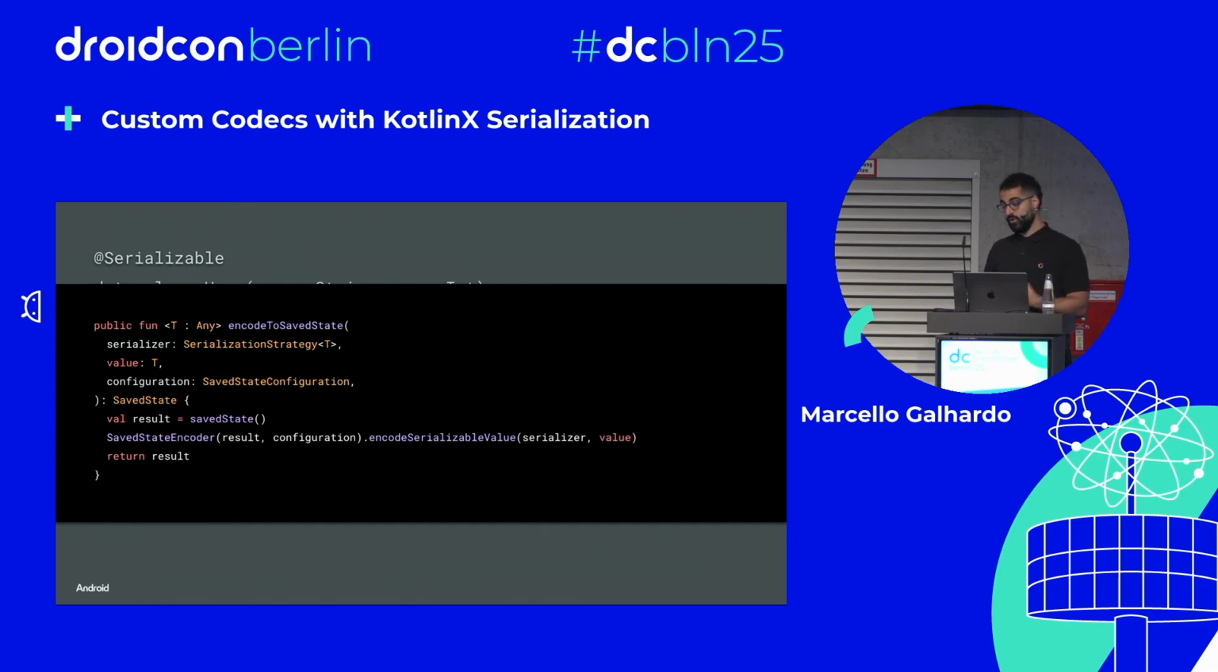We make a save state encoder, which is an internal class. Then we're going to ask it to encode the value of the serializer, and then we return the save state result.